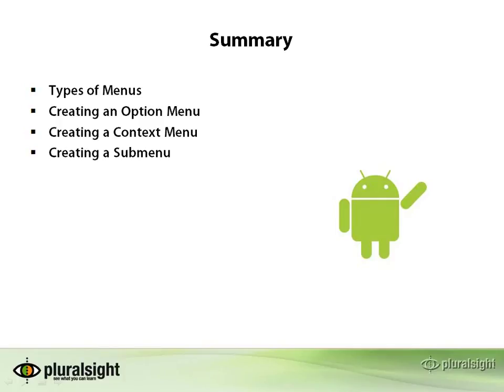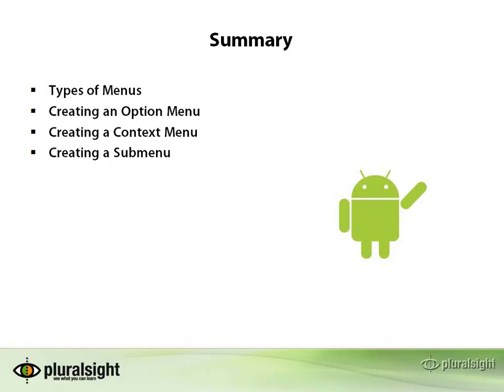So let's overview what we talked about in this module. The first thing that we did is we looked at the different types of menus, and we saw that there was a context menu, an option menu, and submenus, and we looked a little bit at the checkable items and how that affects different menus and groups.